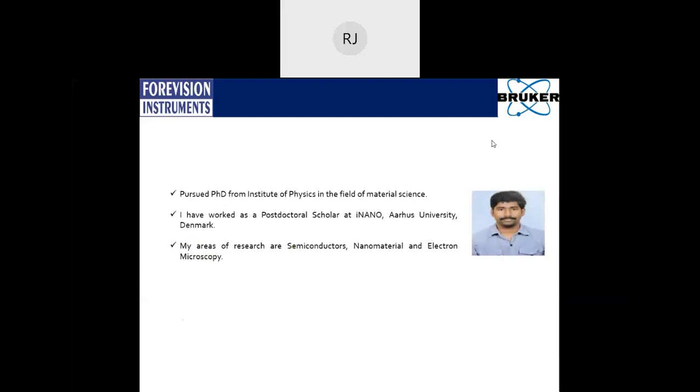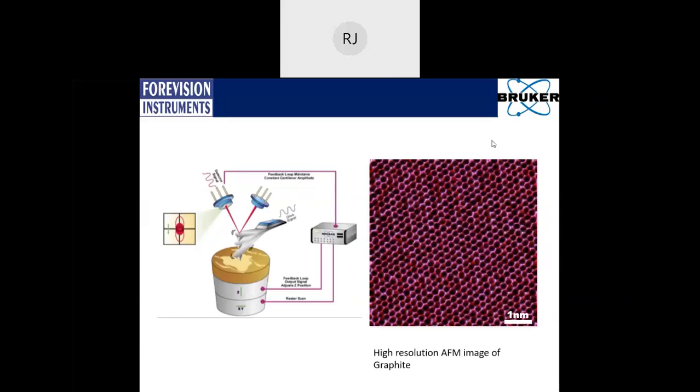I have pursued my PhD from the Institute of Physics, Bhubaneswar in the field of material science, and my expertise, as Shyam mentioned, is in microscopy. Then I spent some 3 years at Aarhus University, Denmark, as a postdoctoral researcher. So coming to the basics of AFM, the AFM has basically three components.